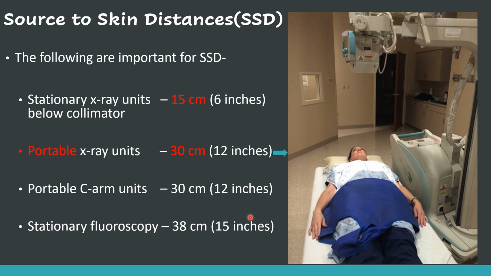So basically all of the stationary is a little bit longer. In this case, the stationary fluoro is longer. The stationary X-ray unit, the routine room, is only 6 inches. The portables are the same at 12 inches.